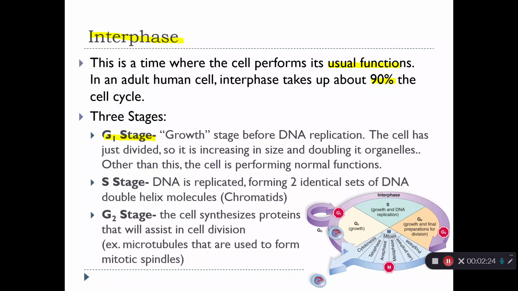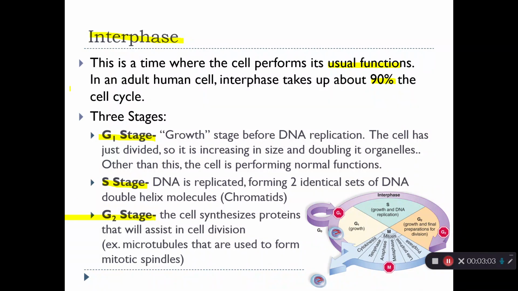There's G1. G stands for growth. S is where the DNA is replicated, and G2 is like the next growth or gap. So G1 is the growth stage before the DNA is replicated. S, I think, stands for synthesis, so the DNA is synthesized. And then in G2, the cell synthesizes its proteins and prepares for division by making its microtubules and things like that. So it's grow, DNA replication, grow.